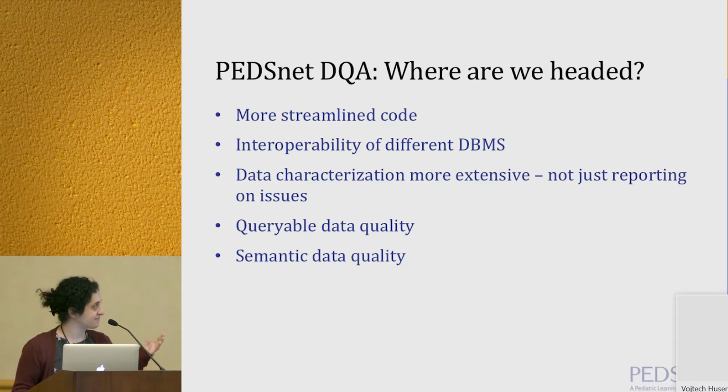And then what we're calling semantic data quality, which is I think what Michael calls plausibility. We've focused a lot on completeness and conformance, and now we are taking a step back and thinking, okay, well, does this data actually make sense? And so we are thinking about ways to do that.